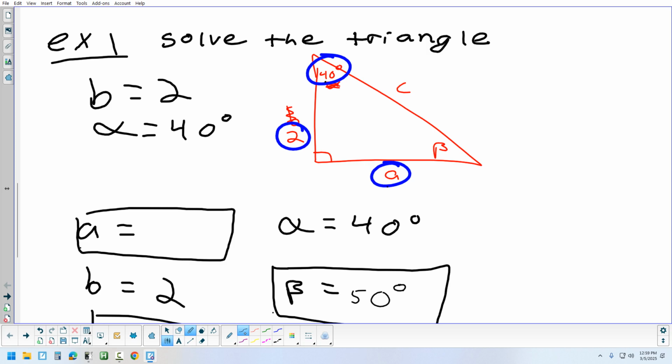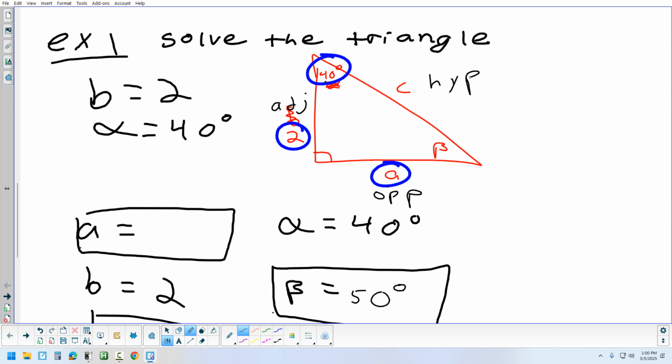So it's the opposite. How about the side that's 2? Adjacent. And the C? That's the hypotenuse. Wait, why would we do it from 40? Like, what if we did it from the beta, from 50? We're going to talk about that right now.